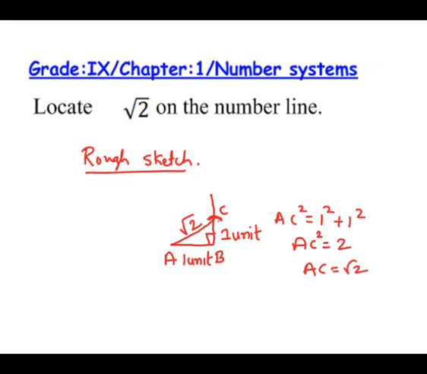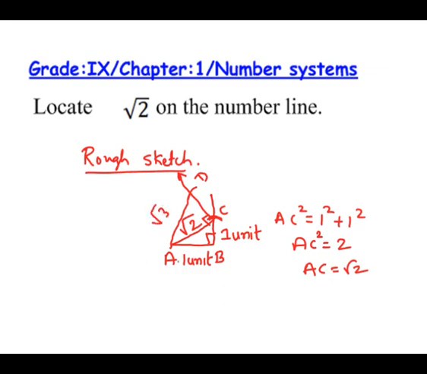On AC, take a perpendicular from the point C, and from C take an arc with 1 unit. Let's take the point as D. Now if you join AD, ACD is a right angle triangle, and AD is the hypotenuse. This length of AD is nothing but root 3. AD is root 3 units.